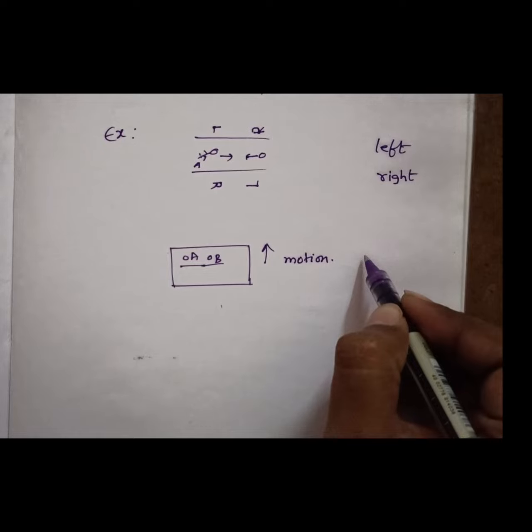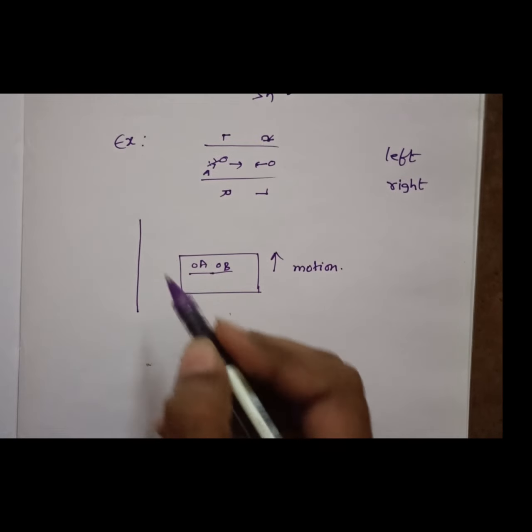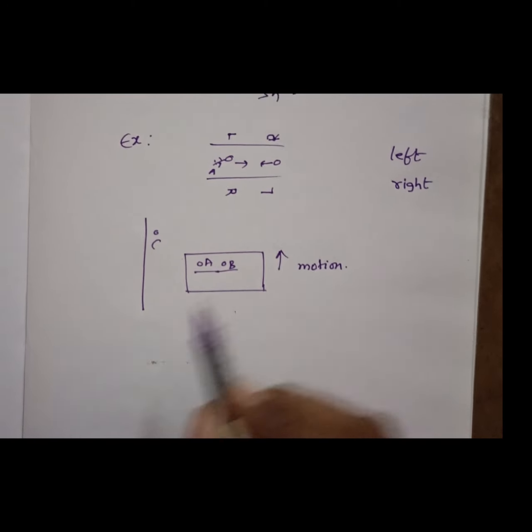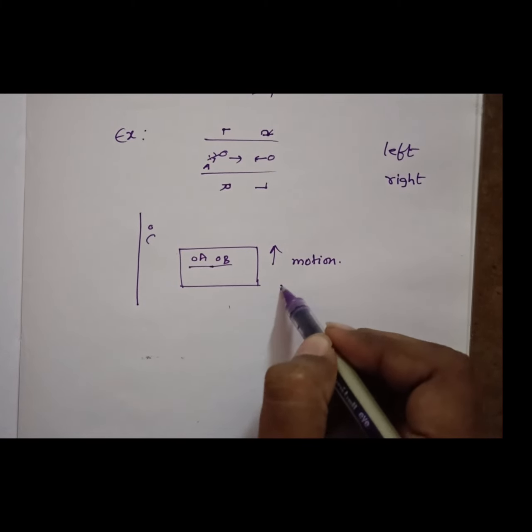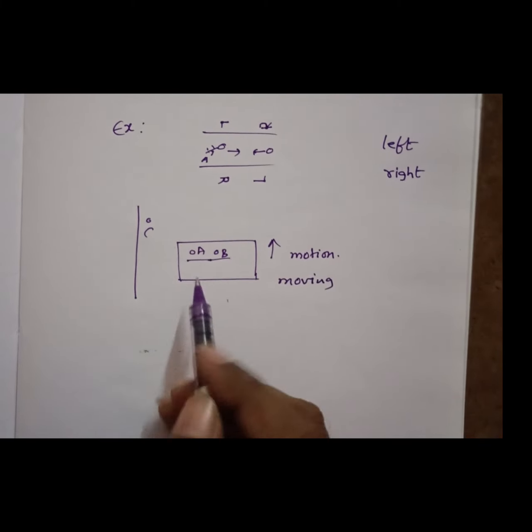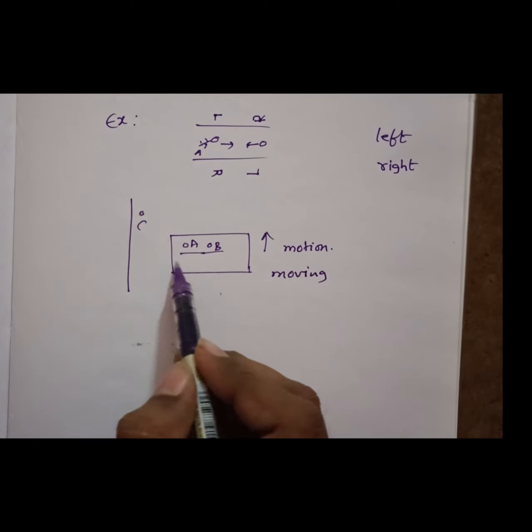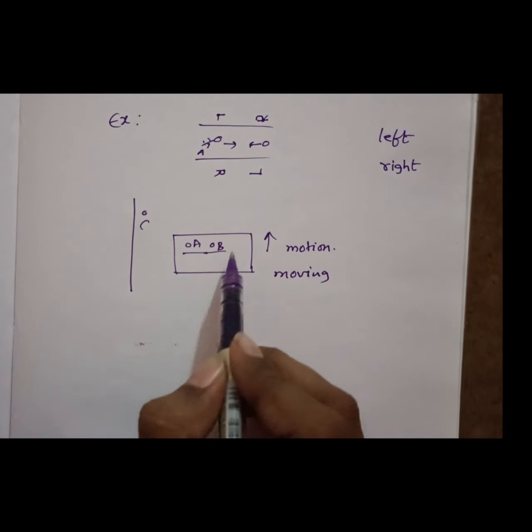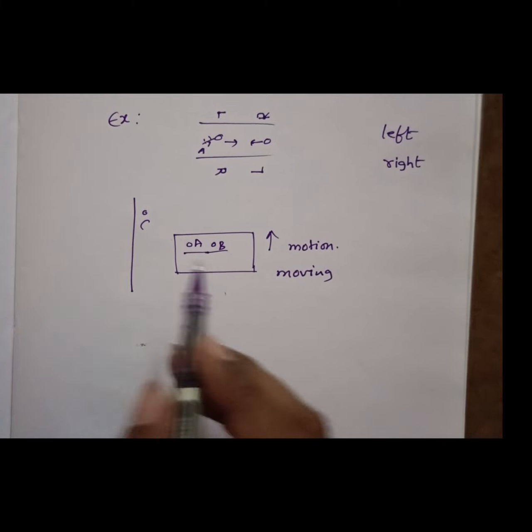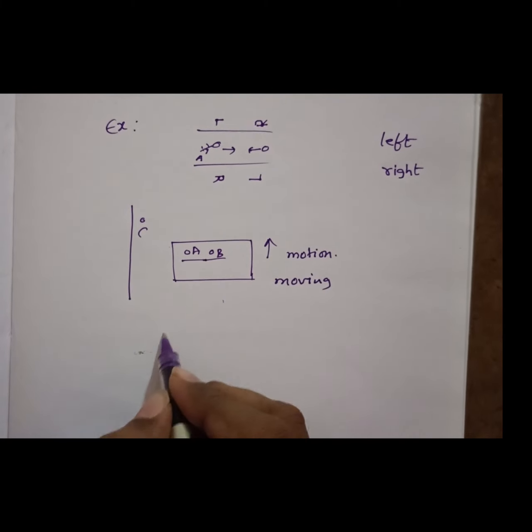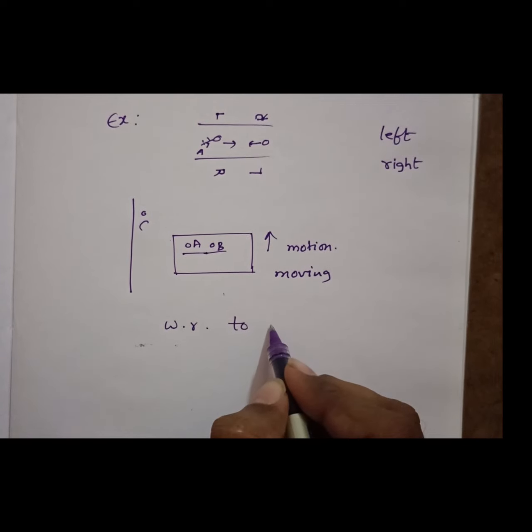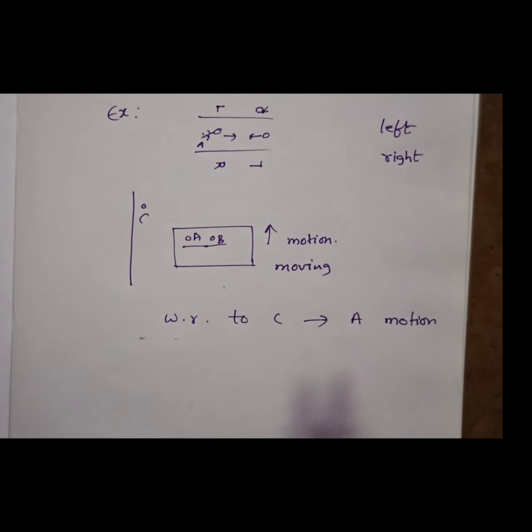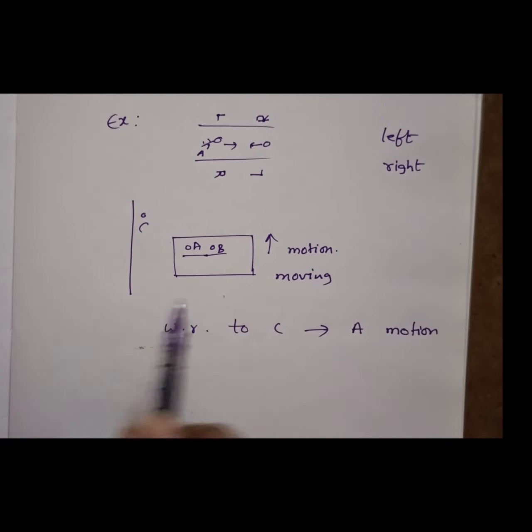Now there will be a bus stand, bus stop. There C person is there. As the bus is moving, we'll take A. As the bus is moving, with the bus, A and B both are moving. Now if you see with respect to C, A is in motion. As the bus is moving, with respect to C, A is in motion.